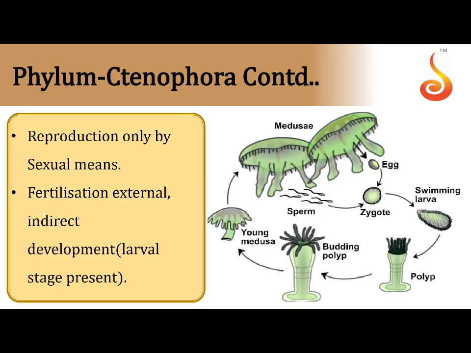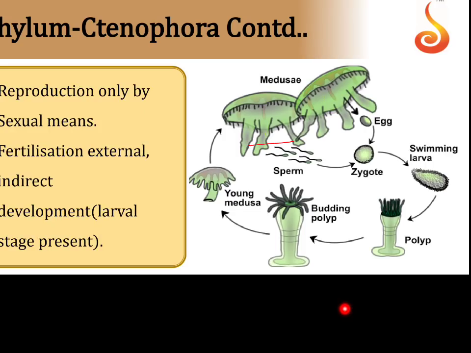Like Coelenterata, they also exhibit metagenesis, and hence you can see here medusoid forms giving rise to sperm and eggs forming zygote. A larva is seen, planula larva, which gives rise to polyp, and then back again into young medusa.